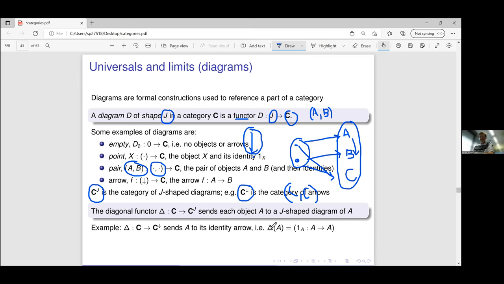And here's an example. If I take this particular diagonal functor, which takes the objects into this particular functor category, what it's doing is it's taking the object A to this identity morphism. So now we're really going up a gear. Previously we just talked about the very simple case where objects go to objects, arrows go to arrows. Now we're talking about objects going to arrows, and arrows going to natural transformations. In this particular case, objects going to functors and arrows going to natural transformations.